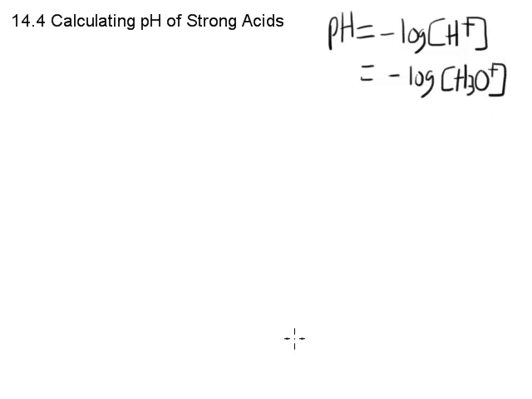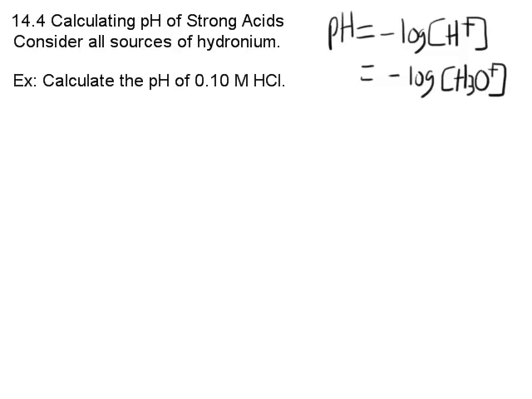So, it's important when you're doing these that you consider all sources of H+ or hydronium. Usually there will be one major source that makes solving the pH equation easy, but not always. Sometimes you have to add two together. Here's an example. Calculate the pH of 0.10 molar HCl. Go ahead and pause the video and write down all the sources of H+ in that 0.10 molar solution of HCl.